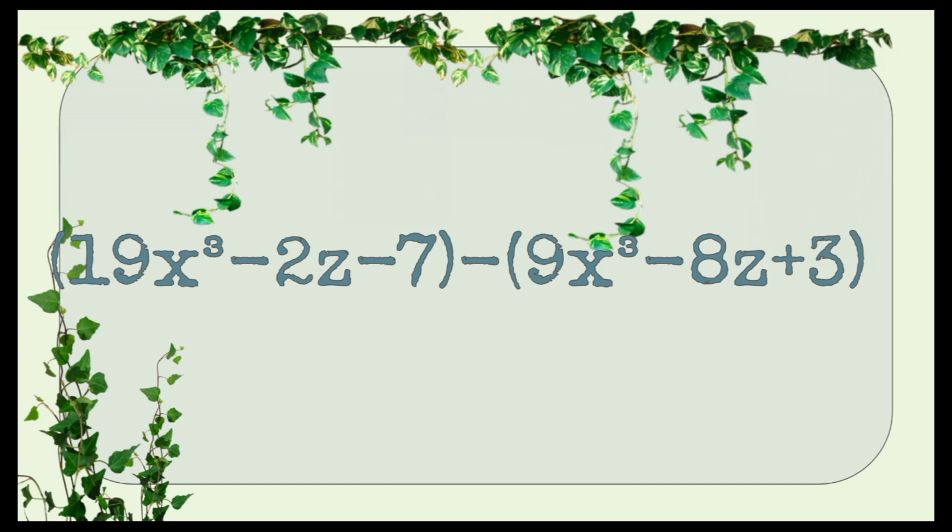Now combine like terms. 19x cubed minus 9x cubed is 10x cubed. Negative 2z plus 8z is 6z. And negative 7 minus 3 is negative 10. The final answer should be 10x cubed plus 6z minus 10.